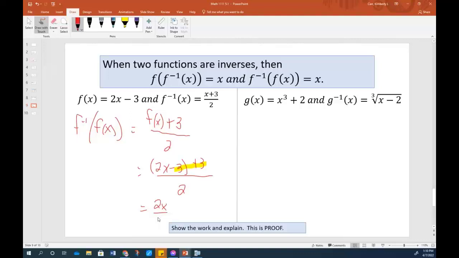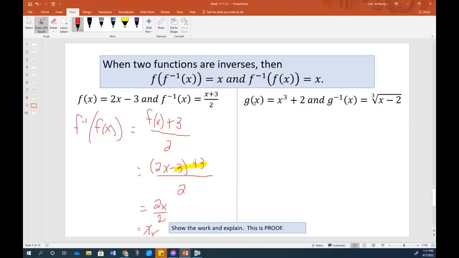I don't know if you can hear the other stuff going on in the background here, but it's kind of distracting to me. And now then the 2's would cancel, and we get x. The explain part would be anything about how we did that math, but you're kind of hearing me explain it as we go. So again, we're supposed to do this one both directions.